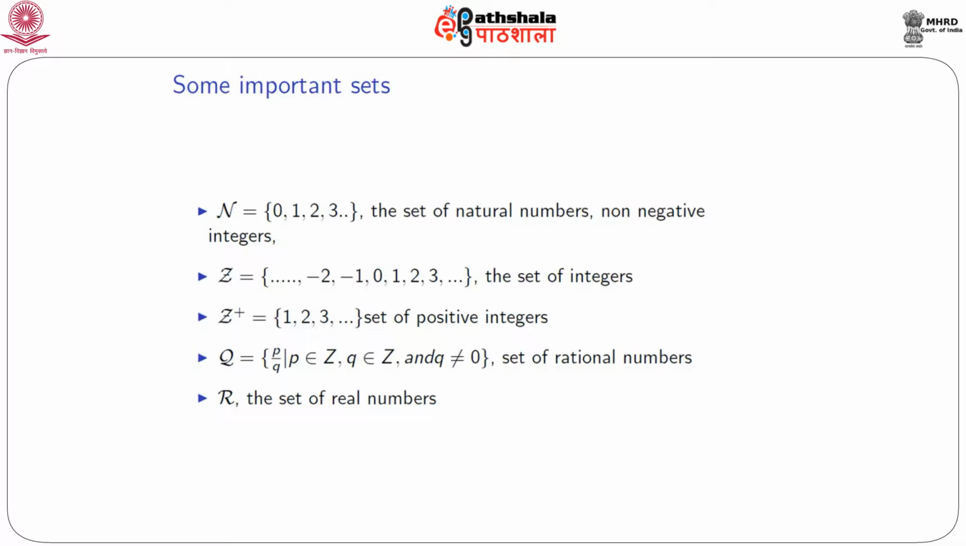Then we have the set of rational numbers denoted by script Q. This is a collection of all numbers of the form p by q, where p and q both belong to the integers and q is not equal to 0. This is the set of rational numbers. And script R is the general notation we use to denote the set of real numbers.